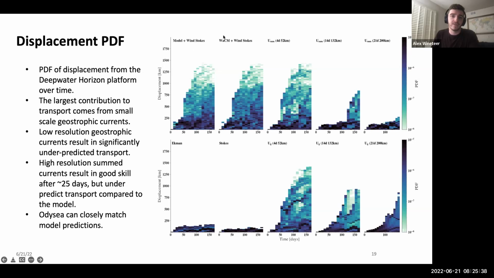So just starting with this one, starting from the model plus Stokes drift. So this is kind of our control experiment. We can see that as time moves along, particles get advected. There are more particles farther away from the starting point. The total displacement PDF grows.